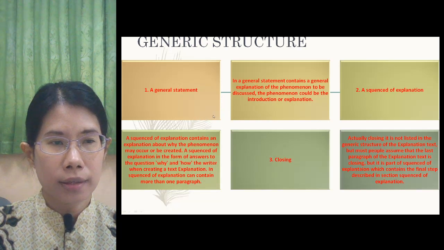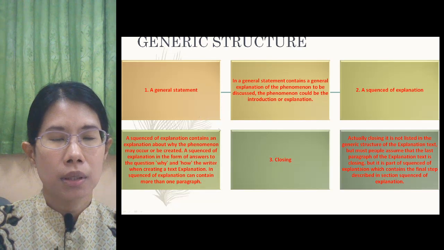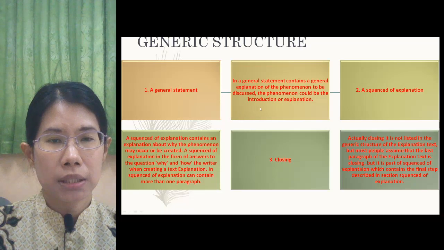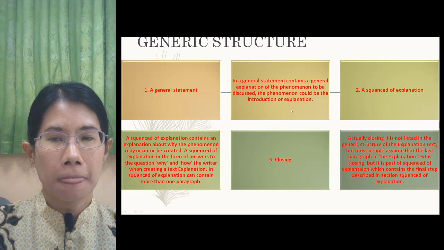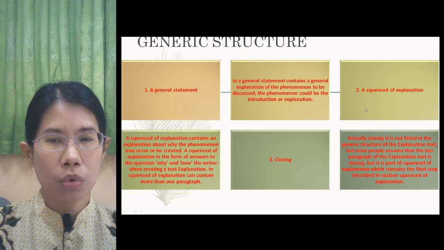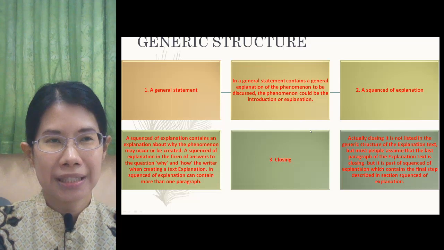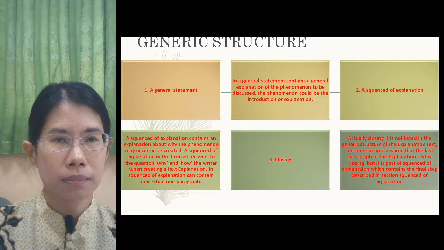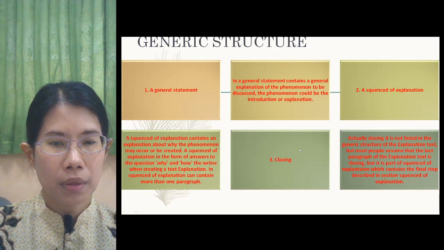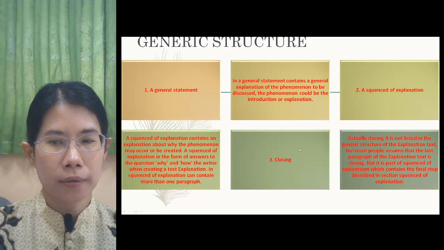Okay, so it goes like this. The first one is the general statement. The general statement contains a general explanation of the phenomenon to be discussed. And then number 2 is the sequence or steps or stages, or the detailed work of how things occur. And the last one would be the closing.